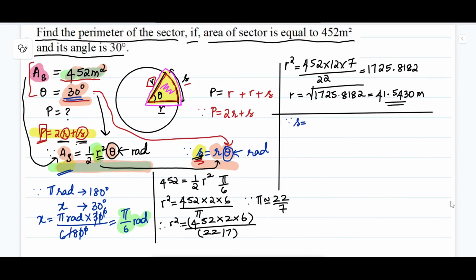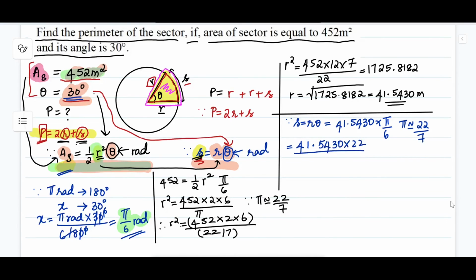For all, s is equal to r theta, and we have found the value of r to be 41.543 meters into theta. The value of theta in radians is pi by 6 radians. Here also we can substitute the value of pi to be approximately equal to 22 by 7. We will get 41.5430 into 22 divided by 7 into 6. When we do the calculations, we get 21.7606 meters.